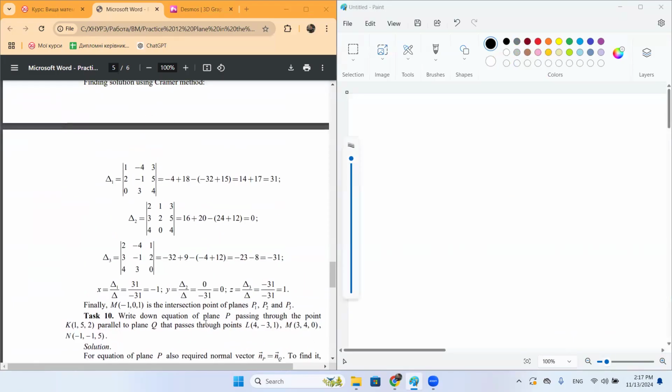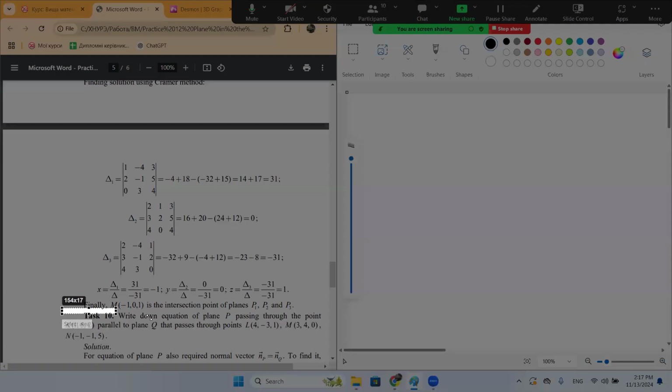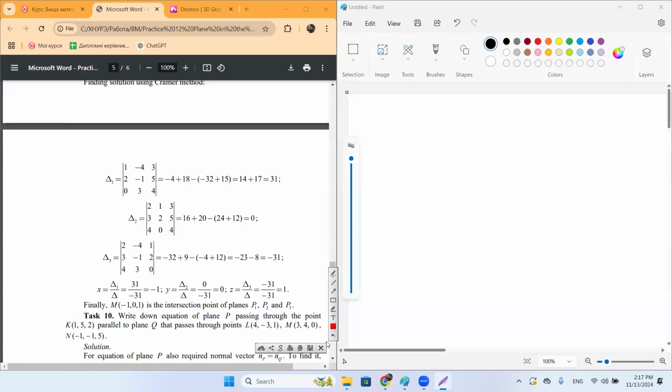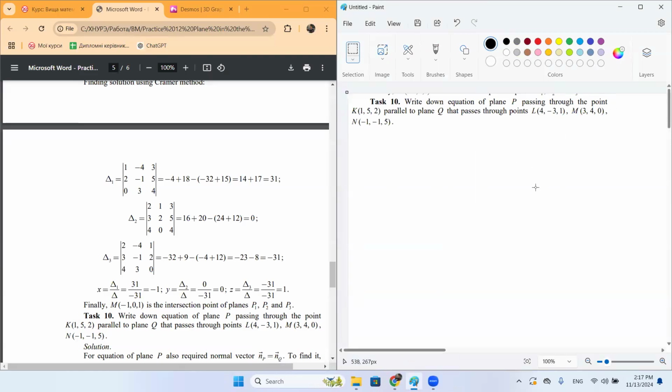So task number 10, we need to write down the equation of the plane passing through the point K and parallel to the plane Q that passes through 3 points. How to solve? What we need is the equation of the plane P. We have a point that belongs to plane P, but that's not enough for us to write down the final equation.